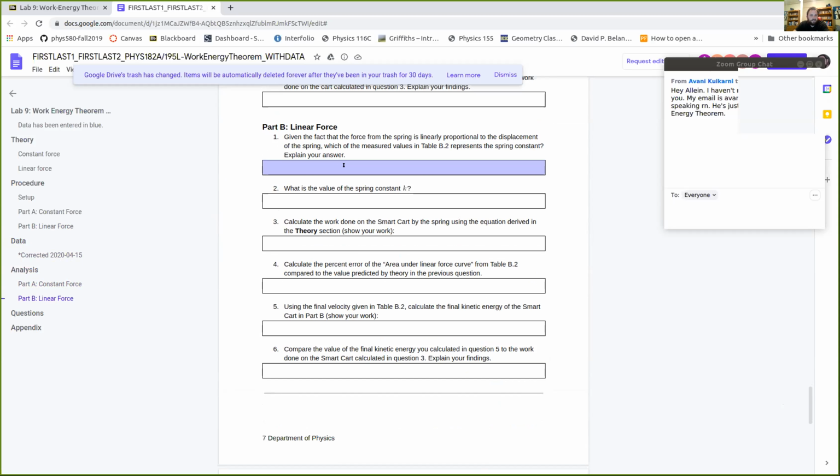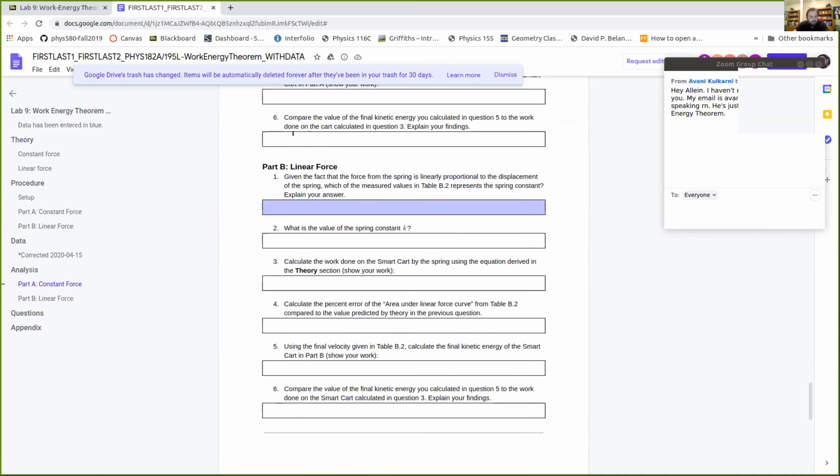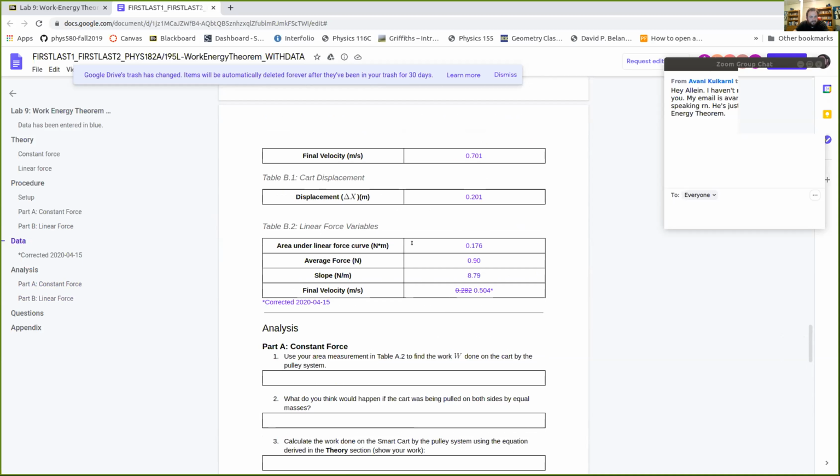So this one asks you, given the fact that the force in the spring is linear proportional to the displacement of the spring, which of the measured values in table B2 represents the spring constant? So you look up at table B2 here, and this is basically your graph, right? This is your area under the curve. This is your average, which is not even important anymore. I don't know why they still have it in there. There's your slope, right? The slope of your force versus distance graph for the spring is your k value, right? Because it looks linear. It's F equals kx, just kind of like y equals mx, right? And m is your slope. Well, this time k is your slope.